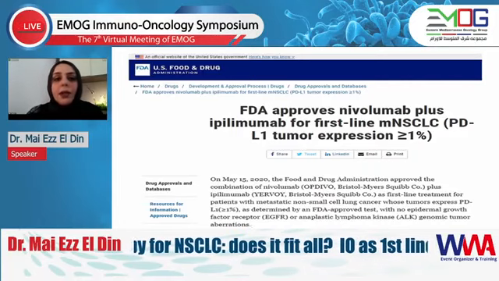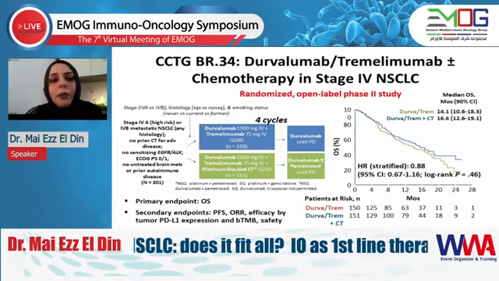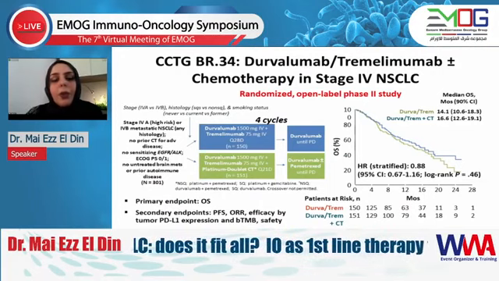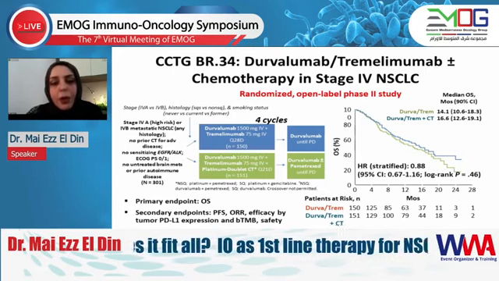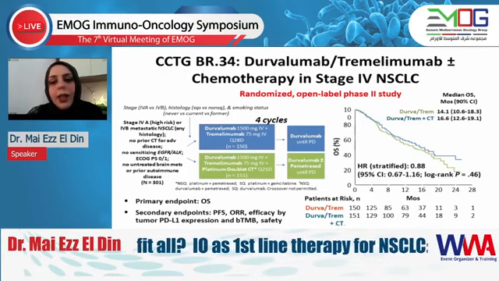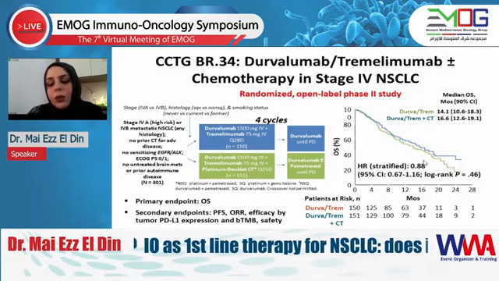over 1%. Now, this is a Canadian CCTG group trial, BR34, durvalumab and tremelimumab with chemotherapy versus the immunotherapy alone. And unfortunately, as we see here, no overall survival benefit.